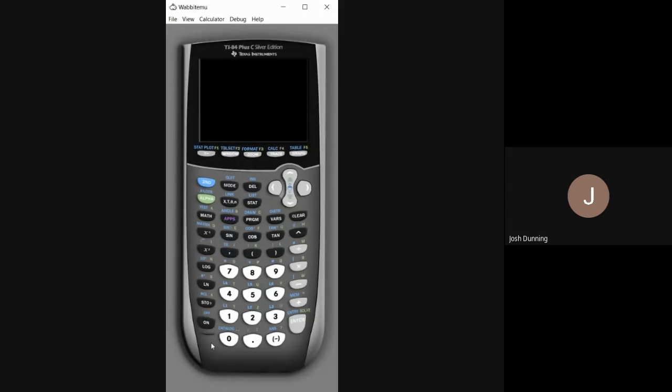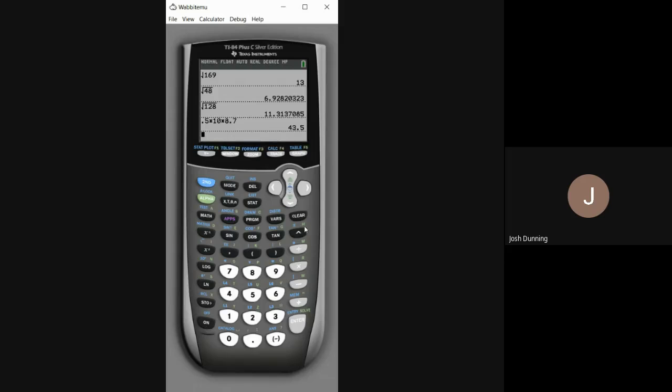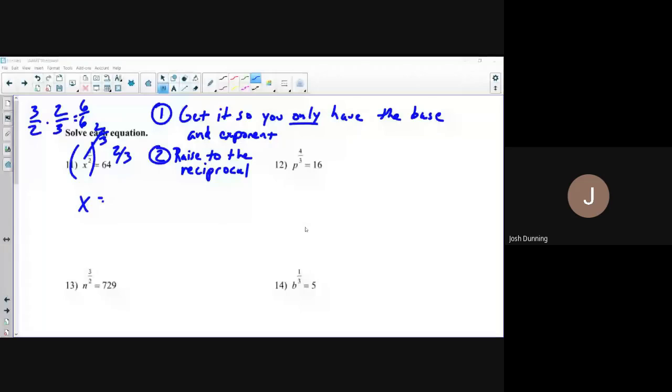Sorry, it took me a while to get the calculator to display. There we go. All right. Now we have 64 to the 2/3, so 64, exponent button beneath clear, 2/3 will do it. 16. There we go. Now we'll go back to the next one, so that's 16. So 12.